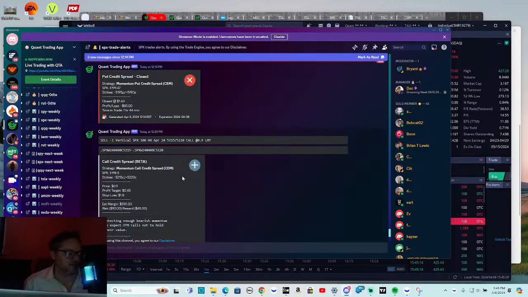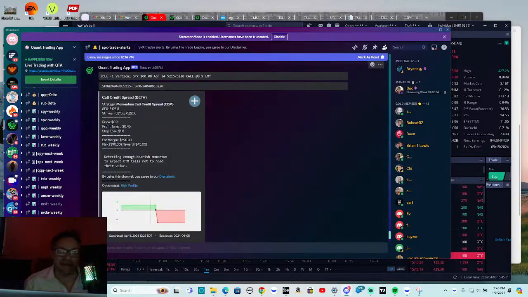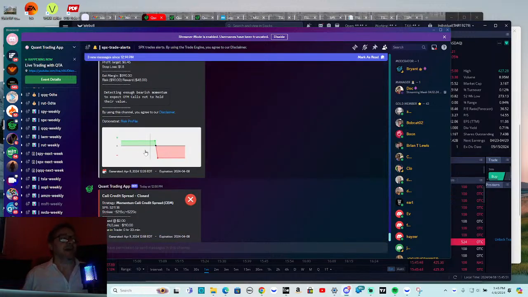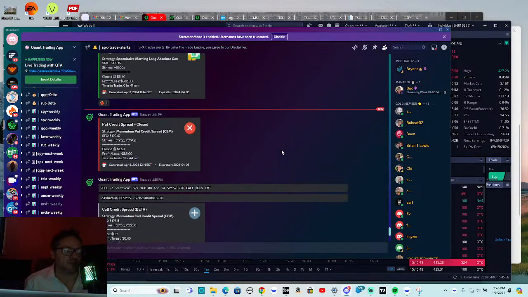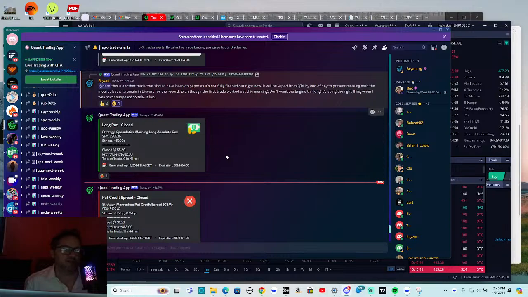So, for instance, it says here beta, right? Momentum call credit spread. Strike 52.15, price 0.9, profit target 45 cents, stop loss 1.8, estimated margin. So we are risking 90 to make 45. You can get 10, you can get 5, you can get 20, whatever the case is. And then it lets you know when it wants to close it. It's still learning, right? So these are placing these trades on paper, and it's learning as it's going.